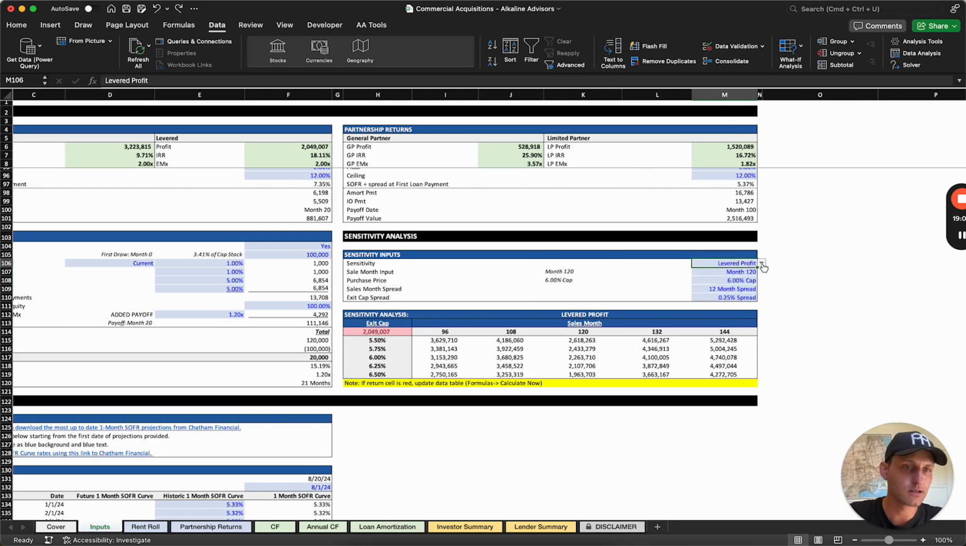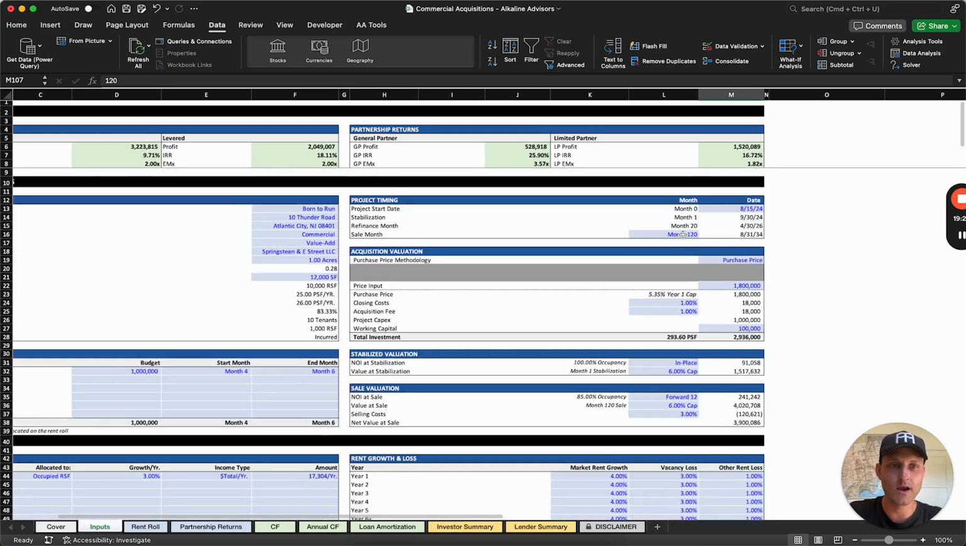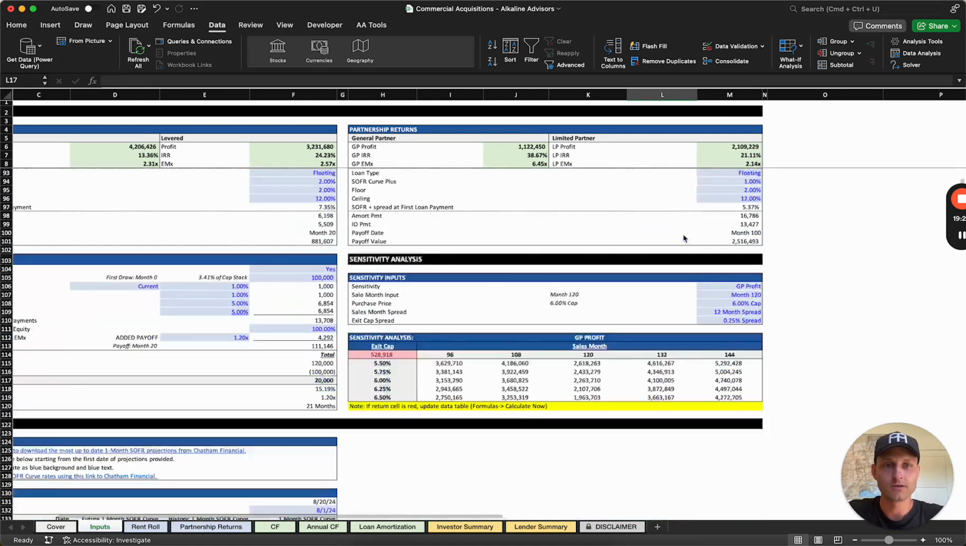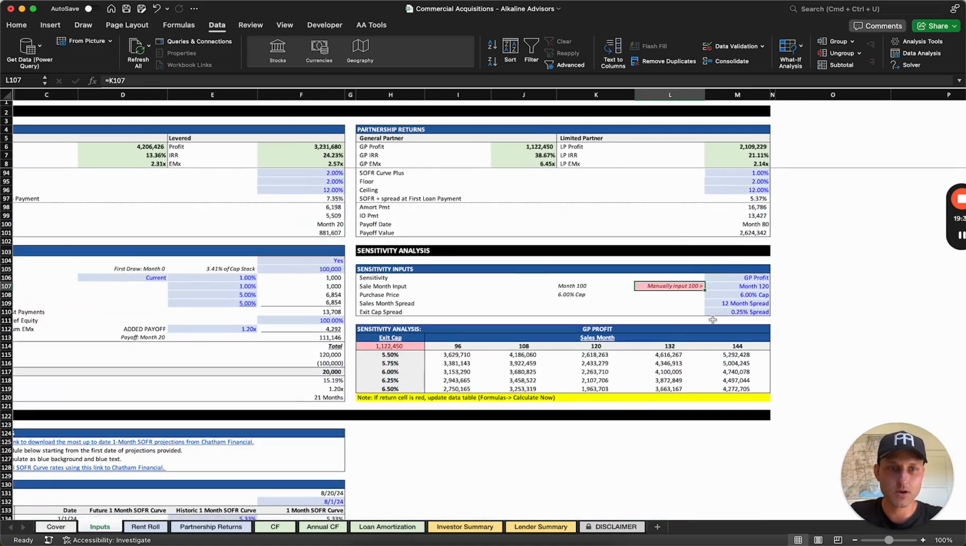The sensitivity right now is on levered profit, but we can choose profit, equity multiple, IRR on a project level, on a GP level, or on an LP level. So let's say we want to understand what the sensitivity is at a GP profit level, right? And we still want that 12-month spread, that 25 bip spread on the exit cap. We're selling it at a 6 cap, and we're selling it in month 120. By the way, if we sell in month 100, you'll see down below, it'll say manually input this to 100. We'll have to do that.